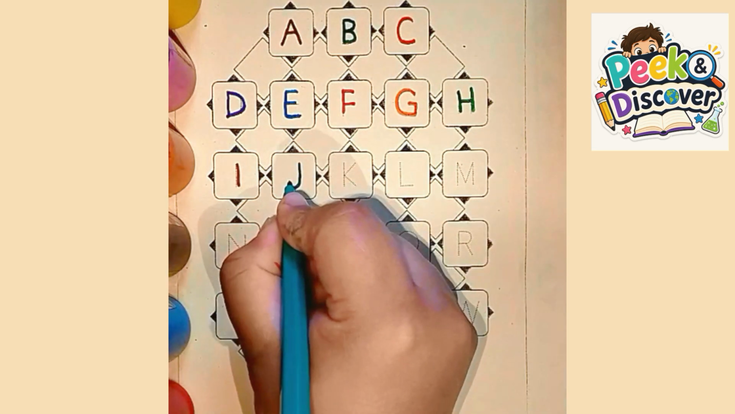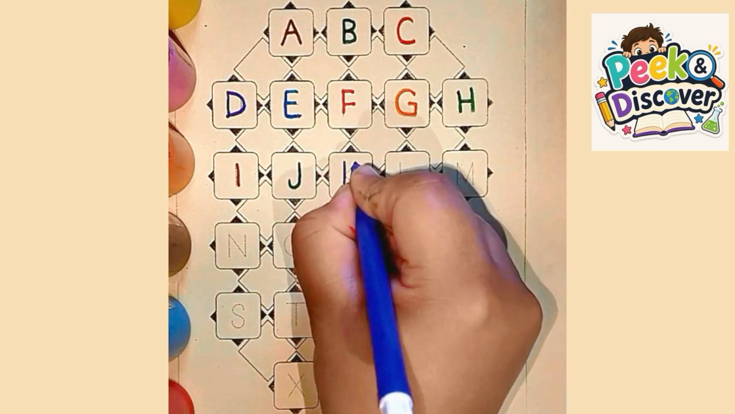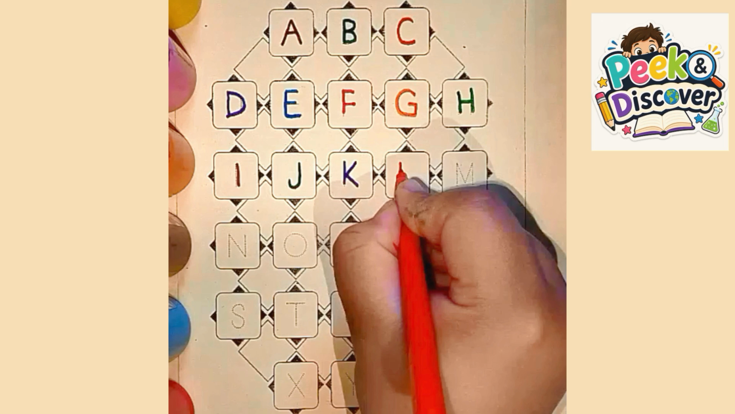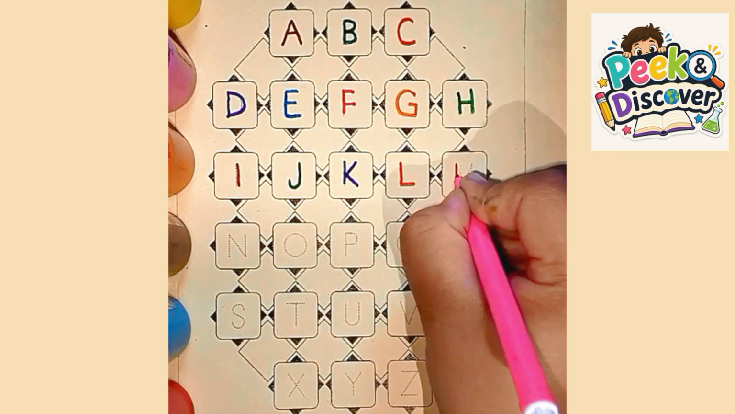J. J is for jug. K. K is for kite. L. L is for lamp. M. M is for man.